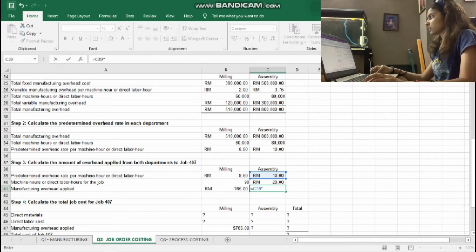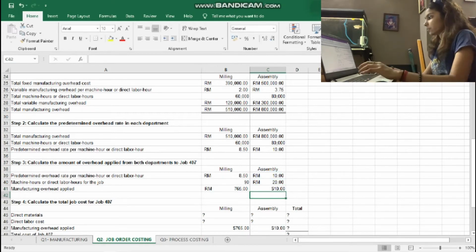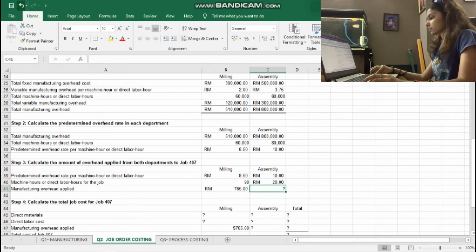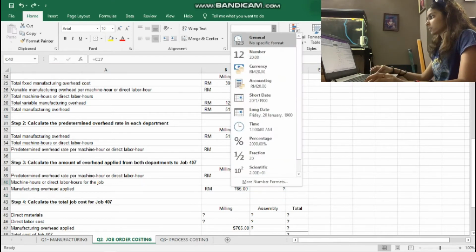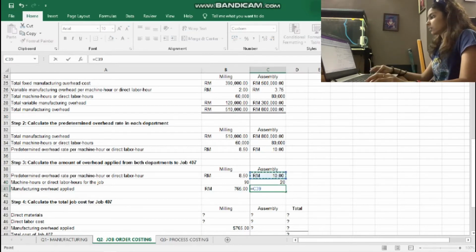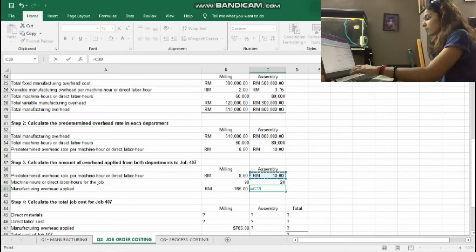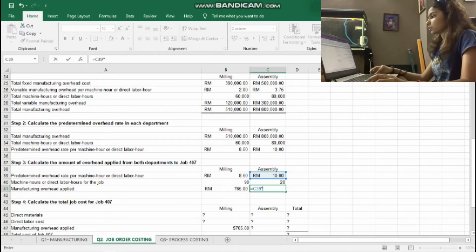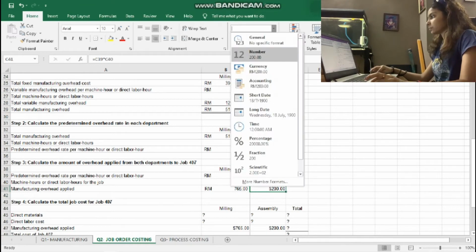And for assembly, same, 10 ringgit times 20 will get 200.